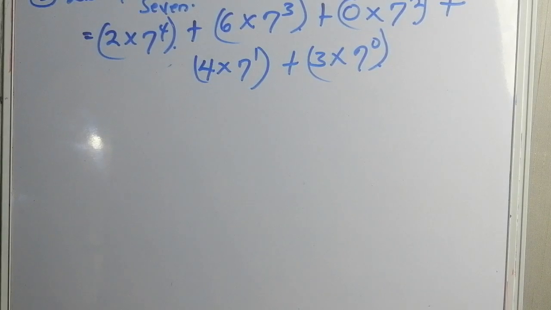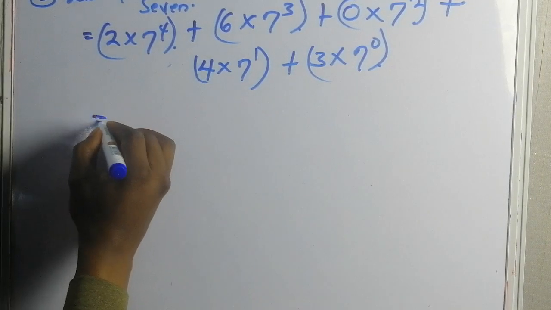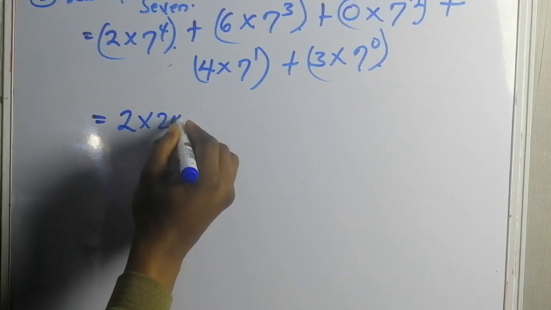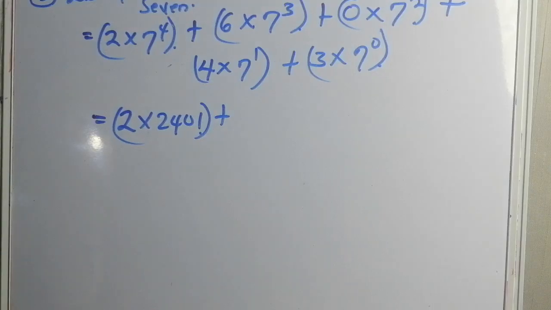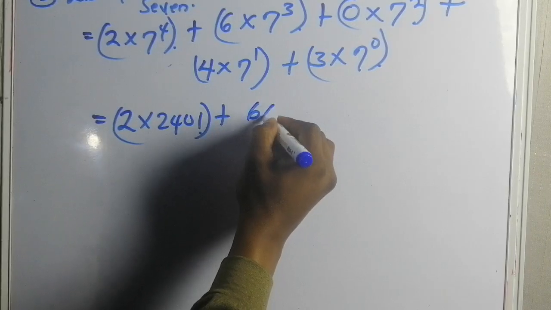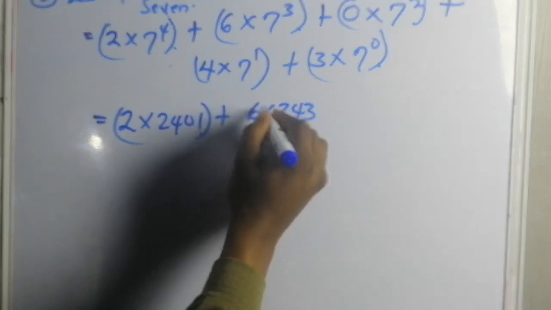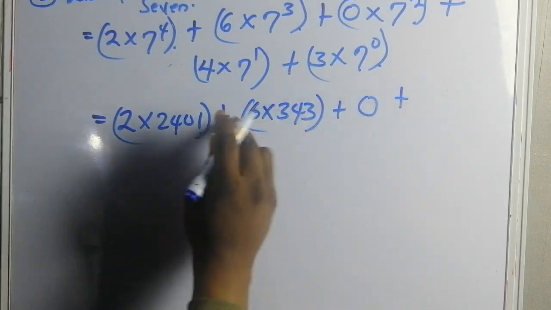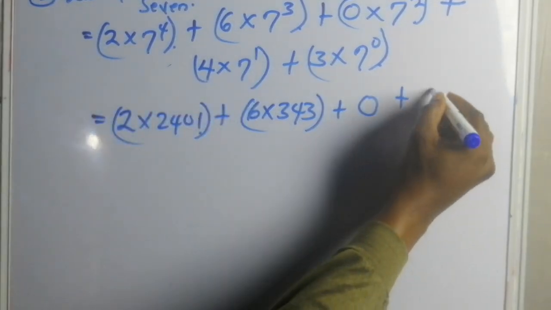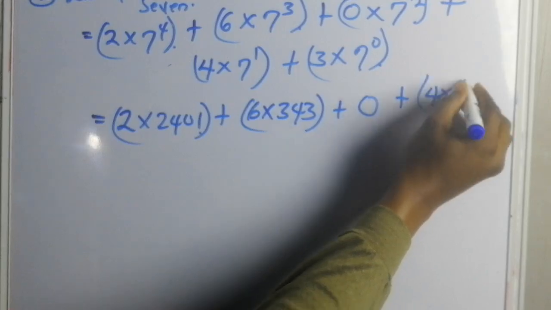Okay, if you're in the JAMB class, you might not need a calculator. You have to know what you're doing here. So 2401, plus 7 times 7, that's 49. So 49 times 7, the one we just finished just now. So it means it's 343, if I'm not mistaken. I think it's 343. Then plus 0, plus 7 times this one is the same thing as saying 4 times 7, which is still the same thing.